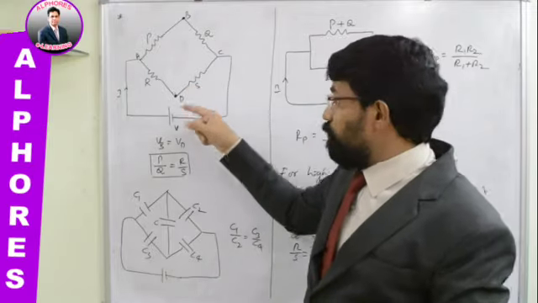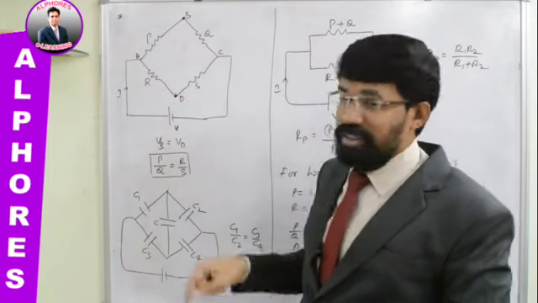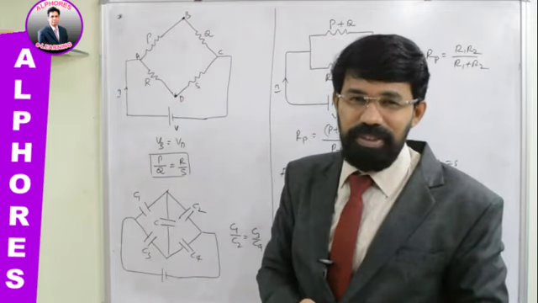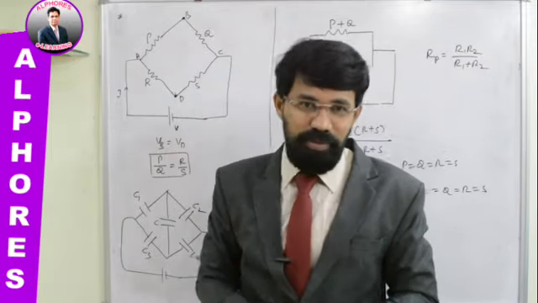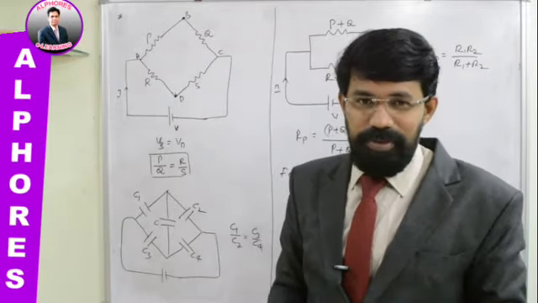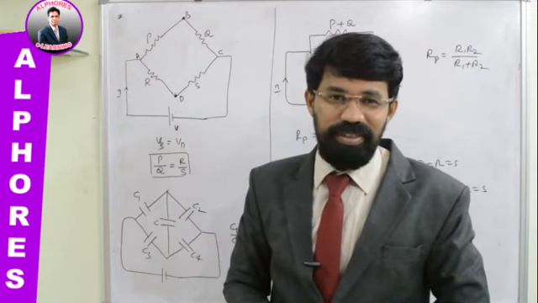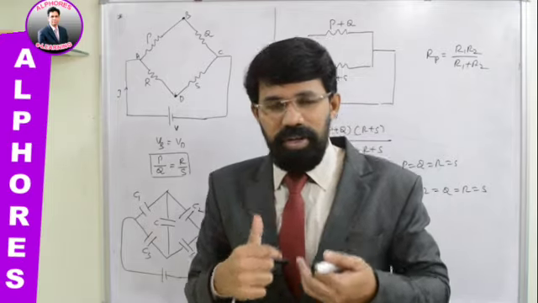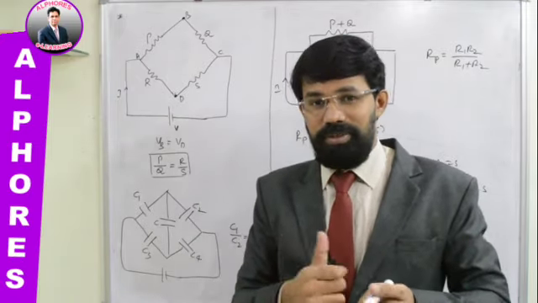What if these 2 points are not at the same potential? It means there is some potential difference, right? So if you connect a resistor between these 2 points, what happens? There will be current flow. And what do we say? We say that the bridge is not balanced. So if we are dealing with an unbalanced bridge, how to find out effective resistance?